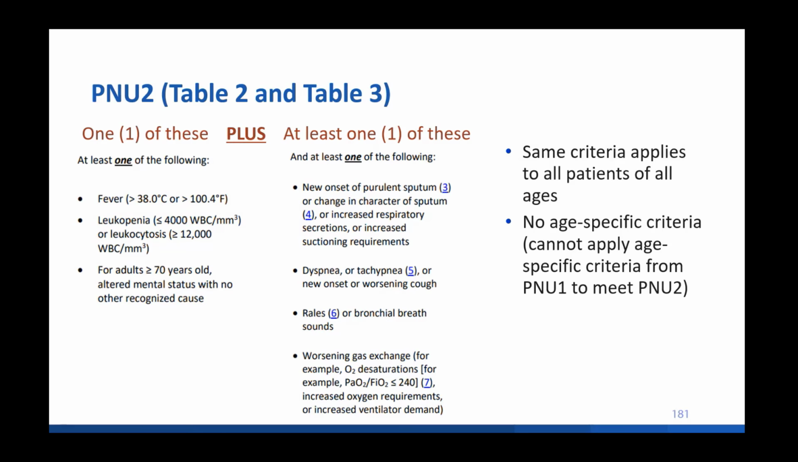The signs and symptoms criteria for pneumonia 2 requires one of the following: qualifying temperature, or leukopenia or leukocytosis, or for patients 70 years old or older, altered mental status with no other recognized cause. Plus, they must have at least 1 additional qualifying sign or symptom. Remember, pneumonia 2 does not have age-specific criteria. The same signs and symptoms criteria apply to all patients meeting pneumonia 2, regardless of age. You cannot use the age-specific signs and symptoms from pneumonia 1 to meet pneumonia 2.